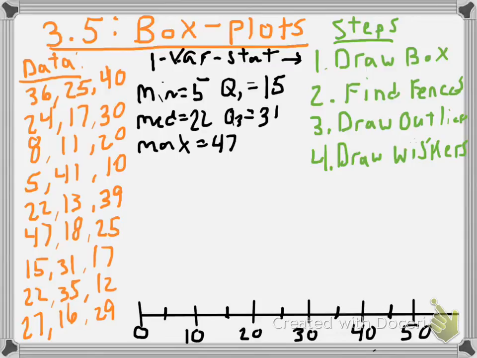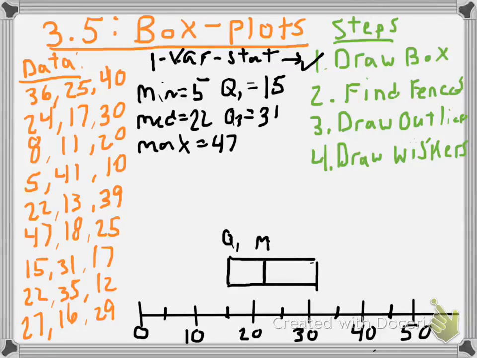So to draw the box, I'm about to do step 1. The box is always, and this will never change, the left side of the box is always Q1, 15. So 15 is right here. I'm going to draw the left edge of my box. And then the right edge of my box is always Q3, 31. That should be right above 30. So I draw the right end of my box and draw the box there. It's more like a rectangle, but good enough. And then the median is always the line in the box. The median is 22, so that's right about there. So we have done step 1. We've drawn the box. It's always Q1, median, and Q3.